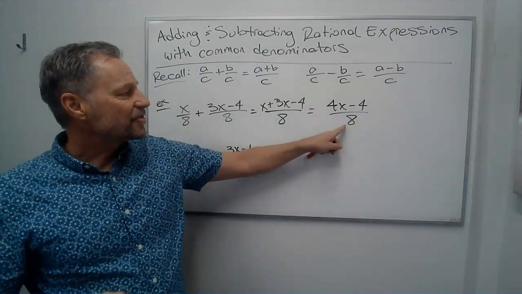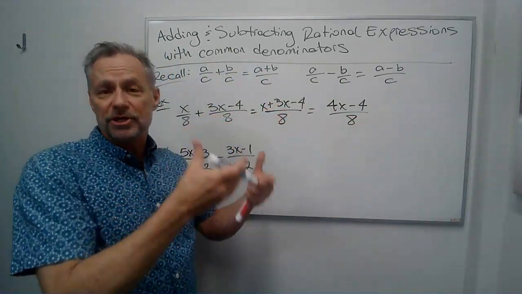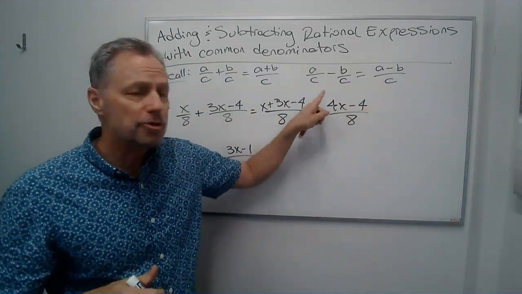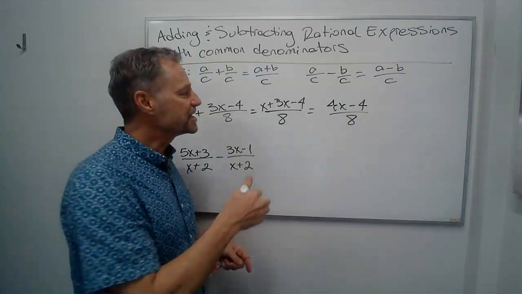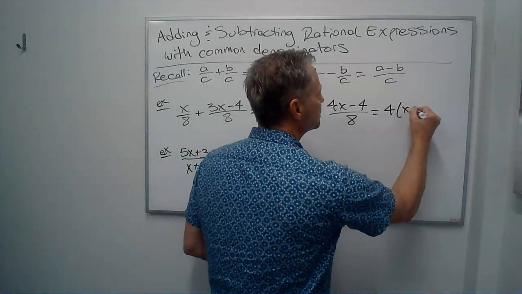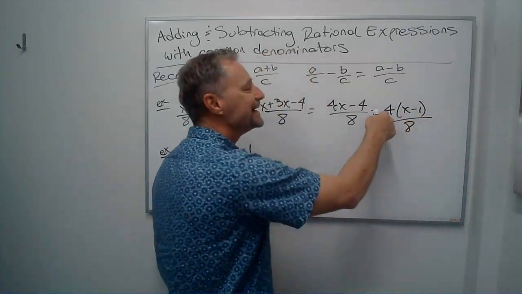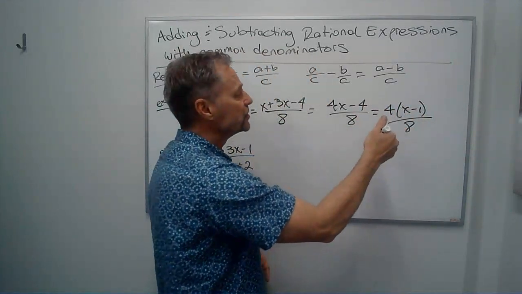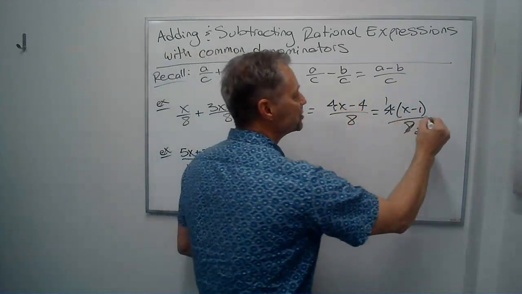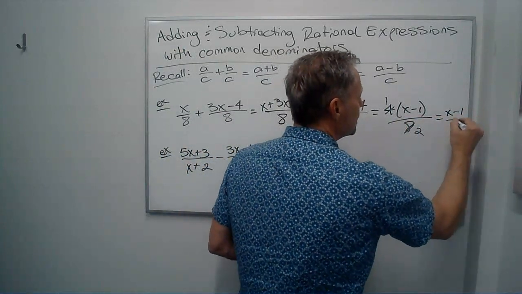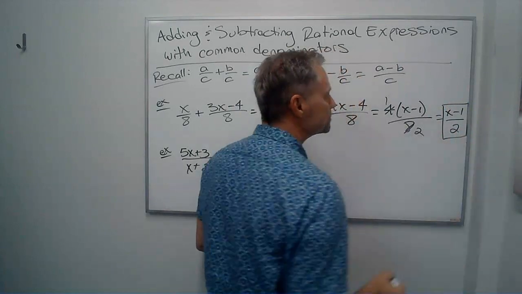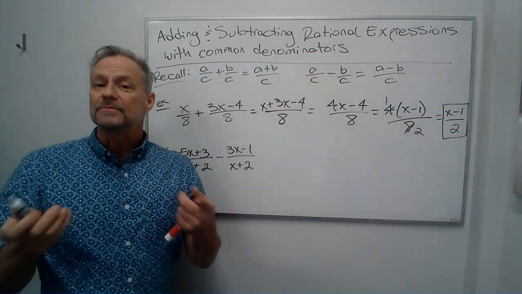Remember, I can't cancel these as they are. In order to reduce or cancel, I need to factor first. This isn't a factor of the entire numerator, so I can't cancel it with the 8. So I can factor 4 out of the top, though. And I get 4 times x minus 1 over 8. Now it's a factor of the numerator. Now I can reduce. 4 goes in here once, goes in here twice. 1 times x minus 1 is just x minus 1. And then I have a 2 on the bottom. And that's my answer. Okay, so that's the idea.